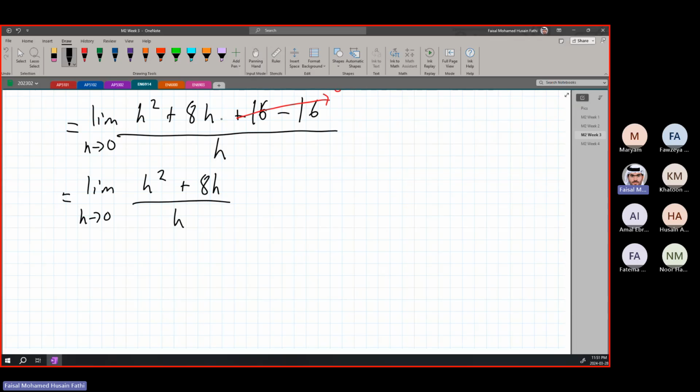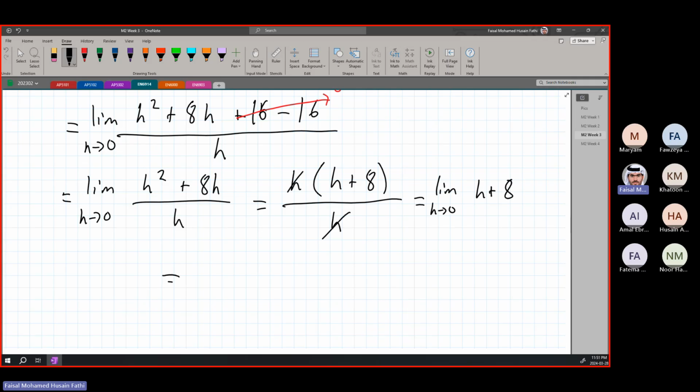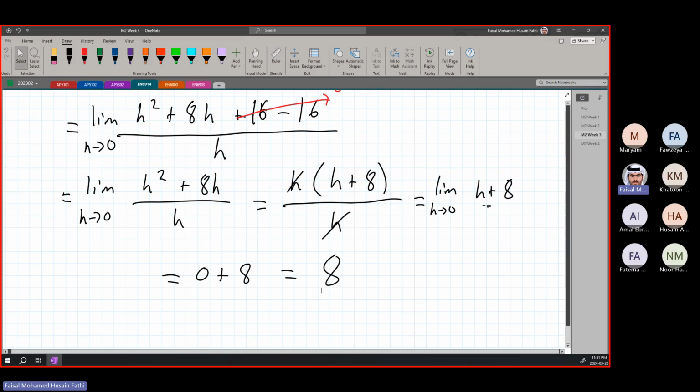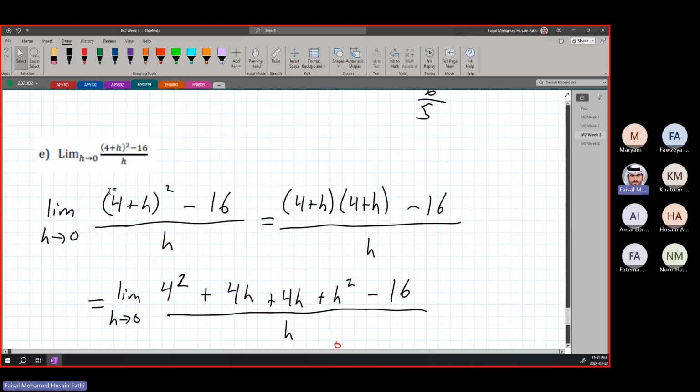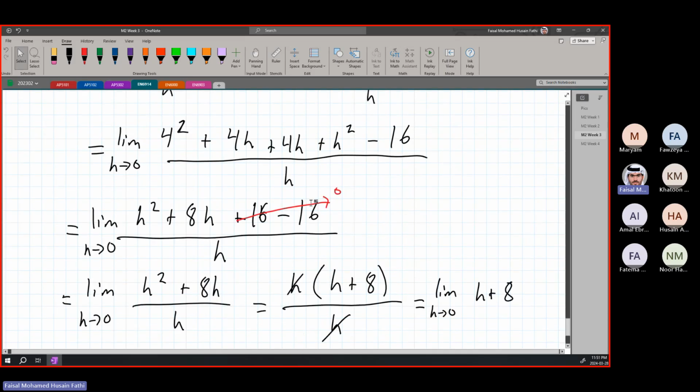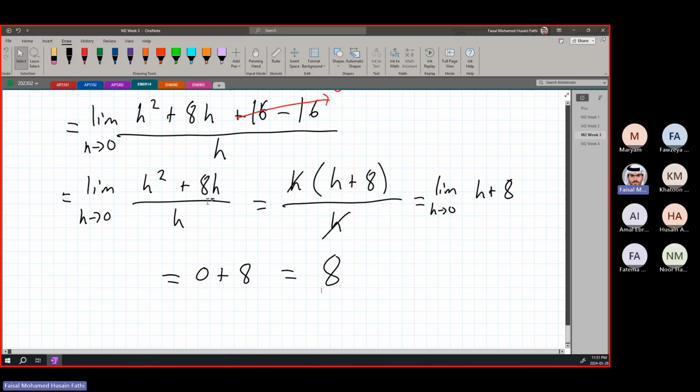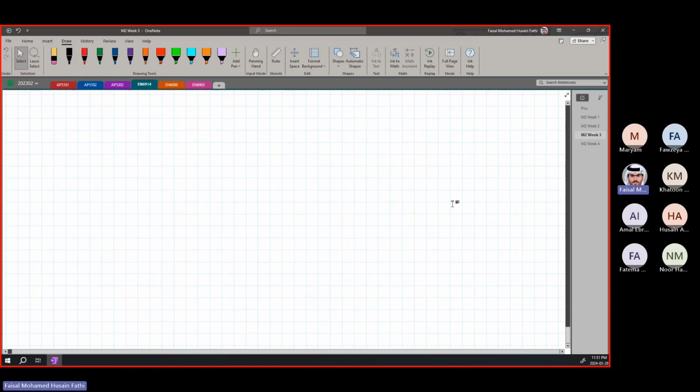We can just take h as a common factor, so it's going to be h into h plus 8 over h. H and h will cancel, so it's going to be the limit as h tends to 0 of h plus 8. So it's going to be equal to 0 plus 8, which is simply 8. And that's it. Again, all I had to do here was just open up, distribute the 4 plus h squared. The constants will go away, and then you can cancel out the h bottom and top, and we're done.